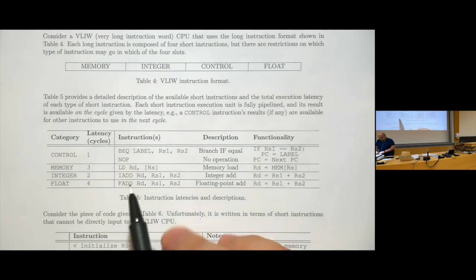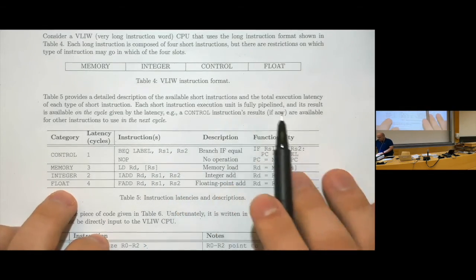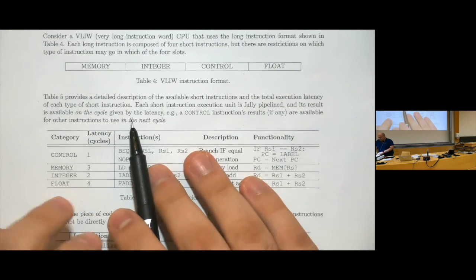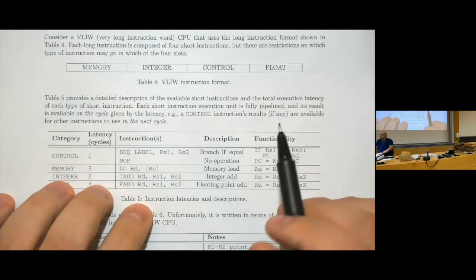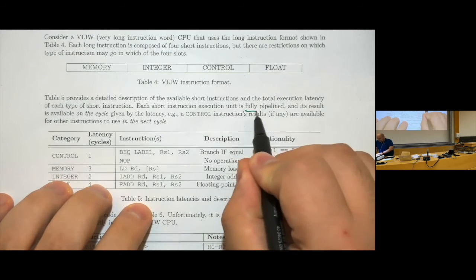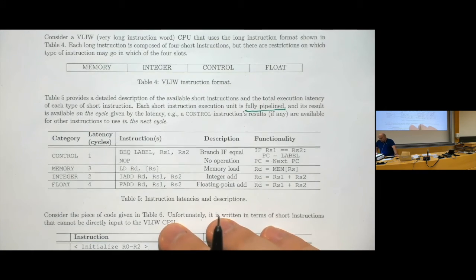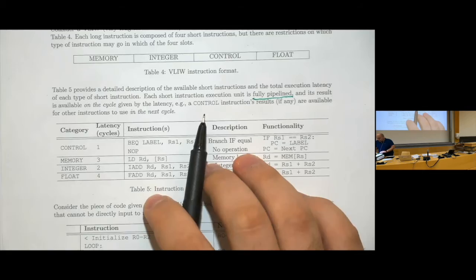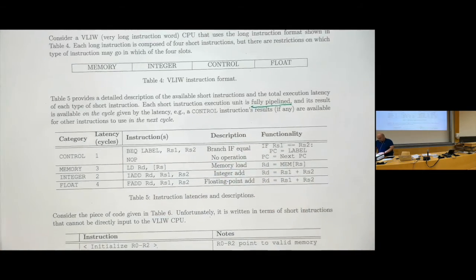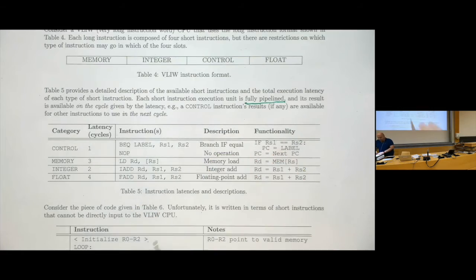Then we have table 5. Table 5 provides a detailed description of the available short instructions and the total execution latency of each of them. Each short instruction execution unit is fully pipelined. This will be important, so don't forget this detail. And its result is available on the cycle given by the latency. What that means is, for example, for a control instruction, its results, if any, are made available for other instructions to use in the next cycle.